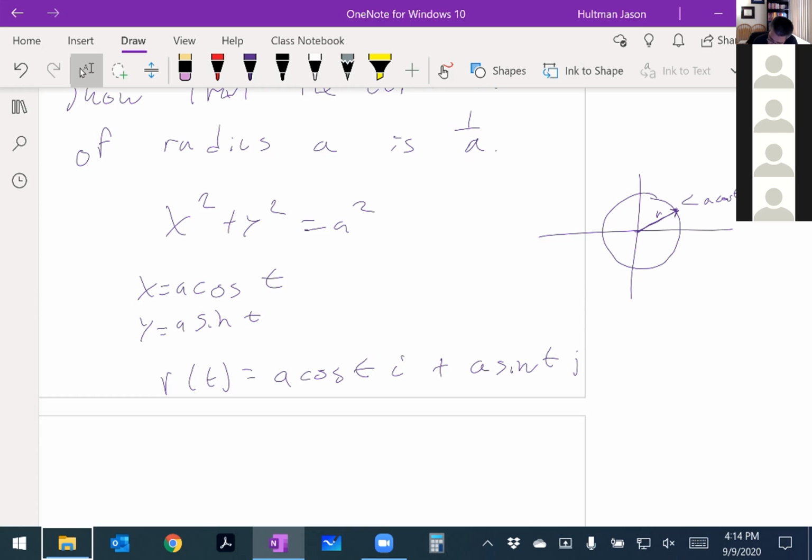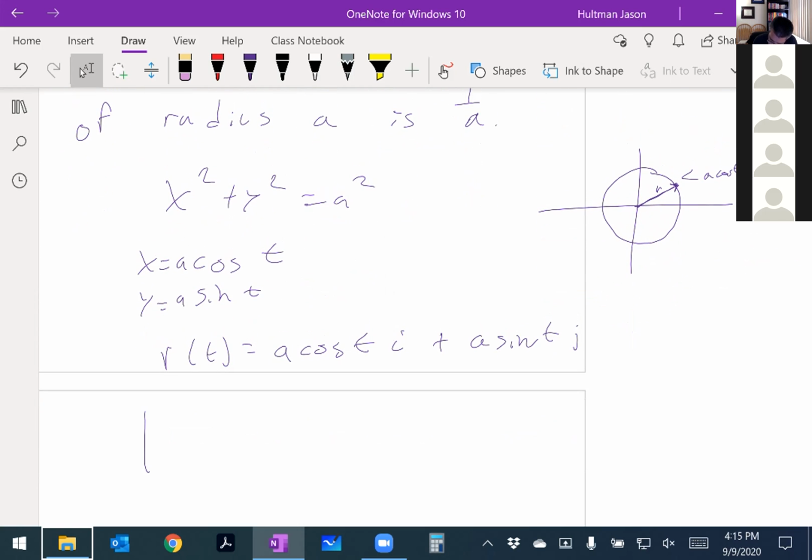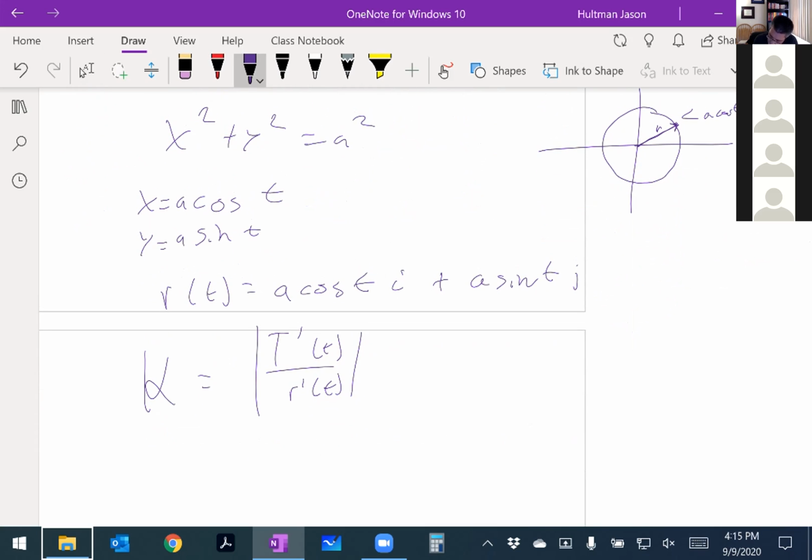Okay, so what do we need to do? We need to find the curvature of this thing. So curvature, which we saw was the magnitude of T prime of t over r prime of t. So we need to find the unit tangent vector and divide that by the derivative of the space curve vector.